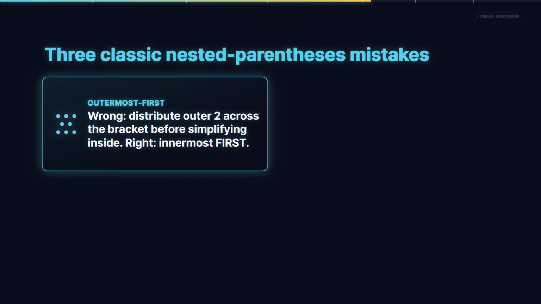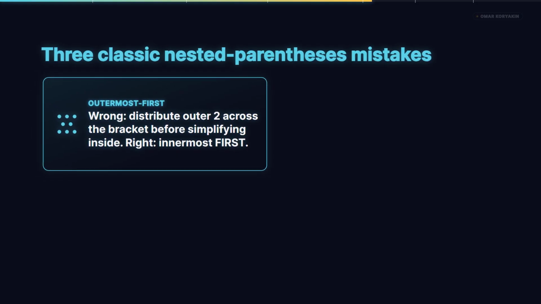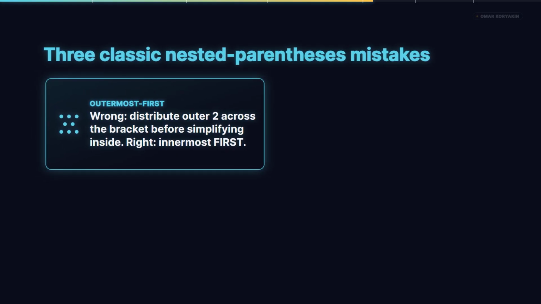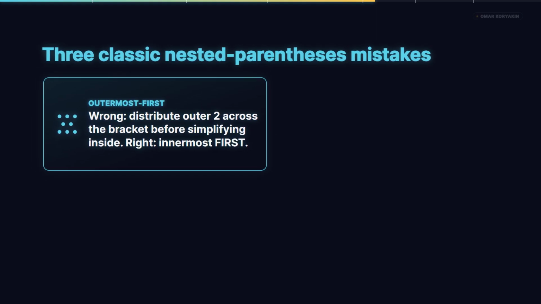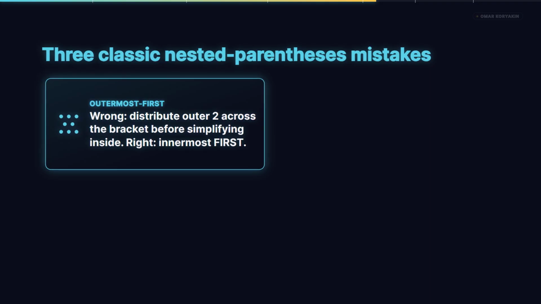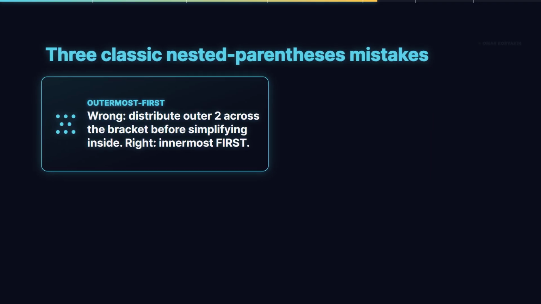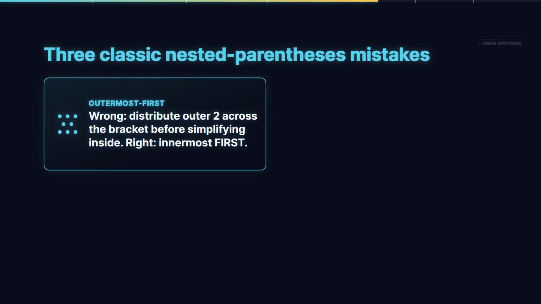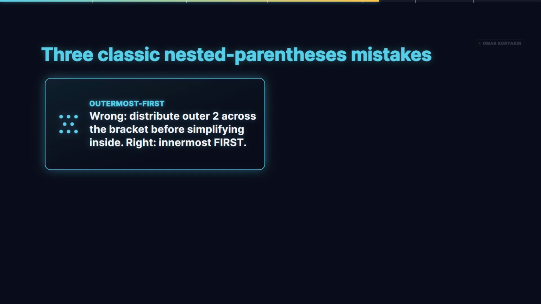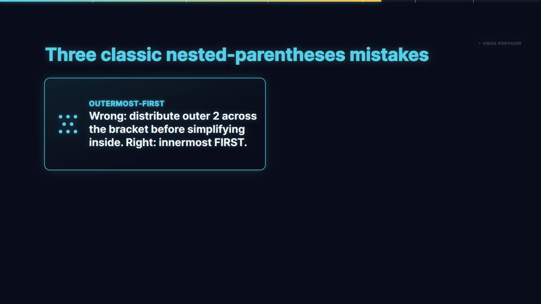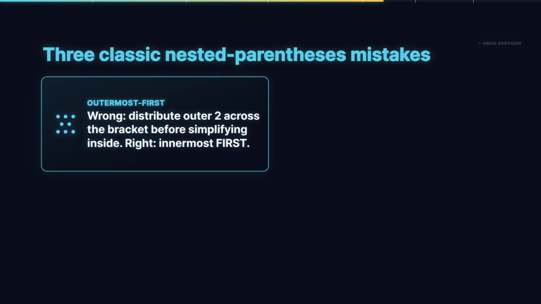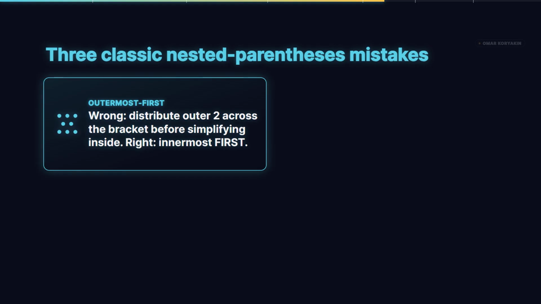First mistake, trying to distribute the outermost factor before simplifying the inner layer. A student looks at 2 times the bracket and immediately distributes the 2 across whatever they see inside, even though the inner expression still has its own parenthesized chunk that has not been simplified. This produces a partial mess that almost always leads to a wrong answer. Always simplify the innermost grouping first, only then move outward.